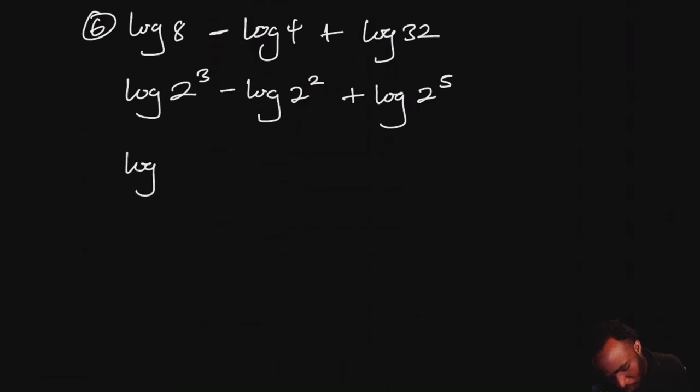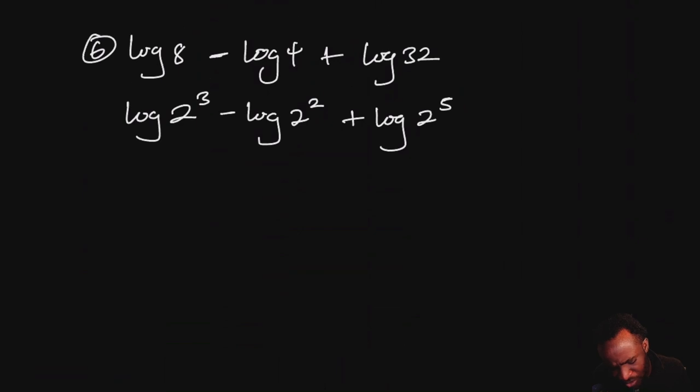Now, let us further simplify this. We can just go on and do it straight away. We have the minus rule over here, so the division law of logarithms. So we're going to further simplify this to be log 2 raised to the power 3 divided by 2 raised to the power 2.